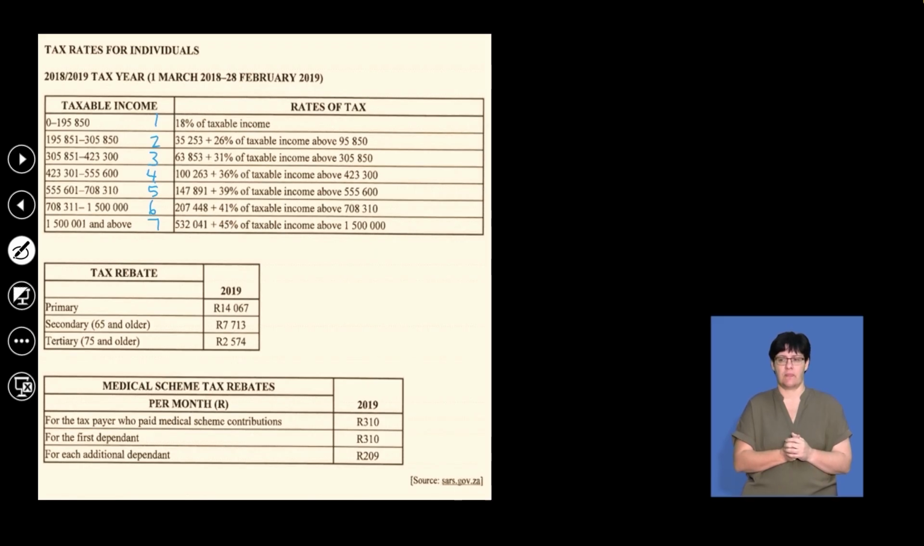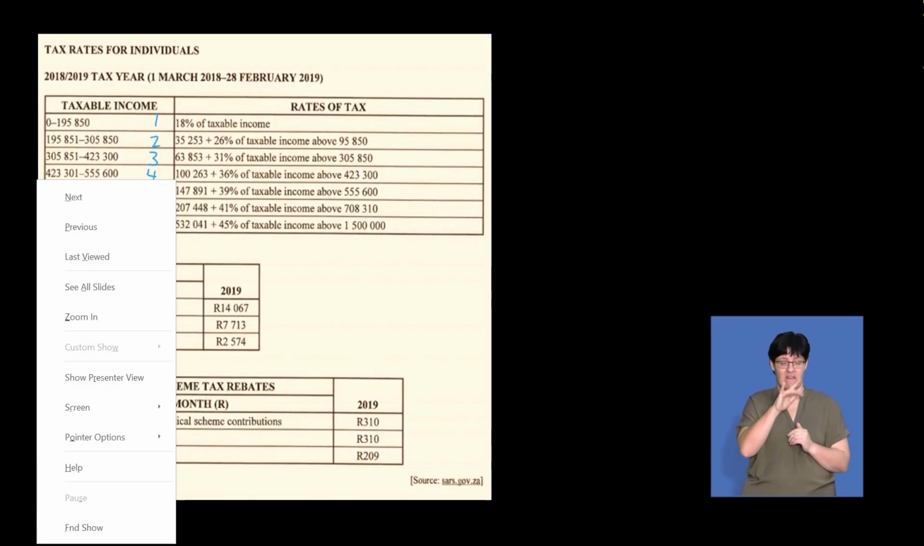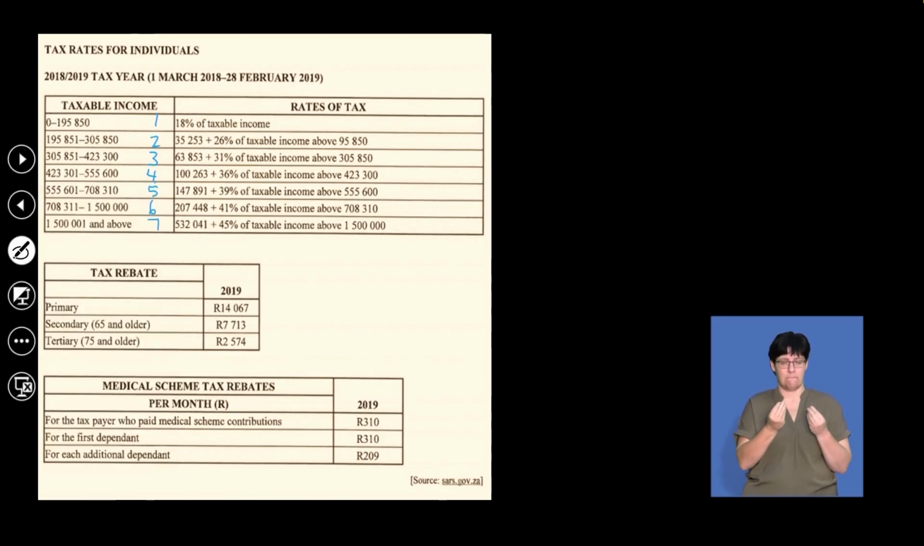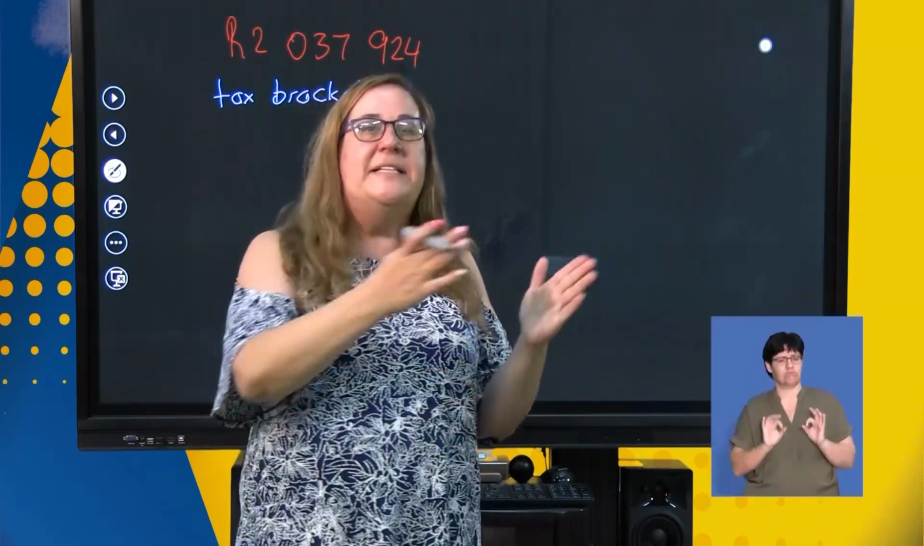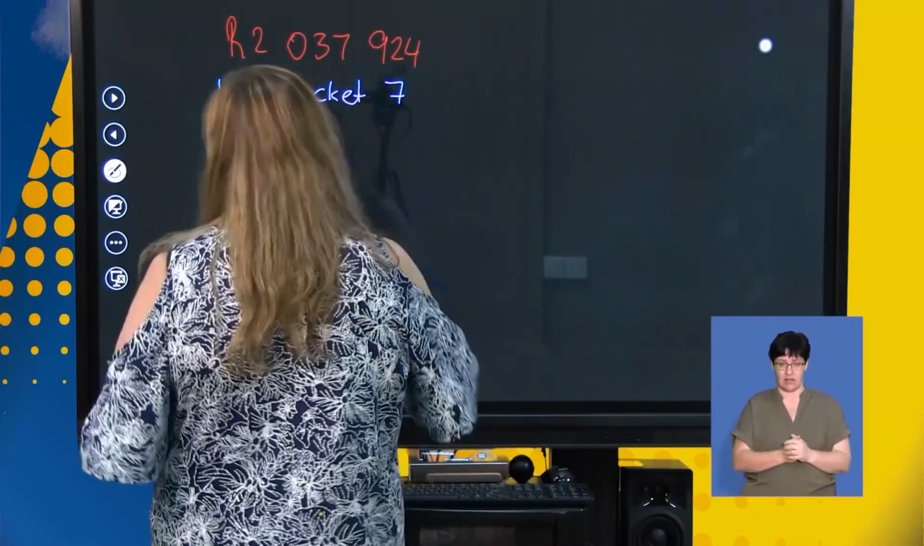So immediately I can see that it is above 1.5 million. So he's going to go into tax bracket 7. Okay, so on my notes, I'm going to actually say here that it's tax bracket 7. And the reason I'm doing that is it actually makes it very logical, and the examiner can follow my work very clearly. So I know it's tax bracket 7.